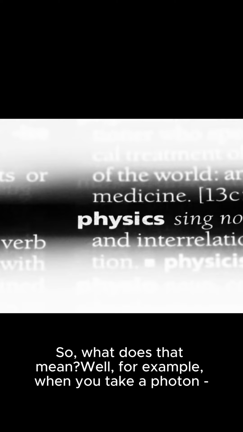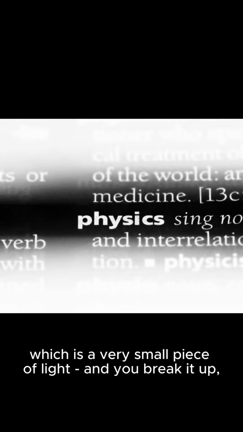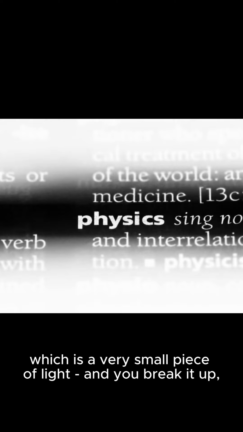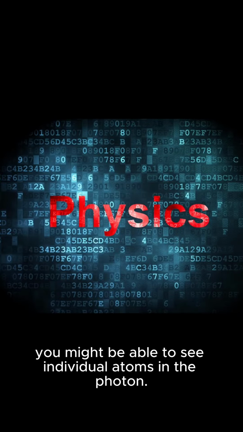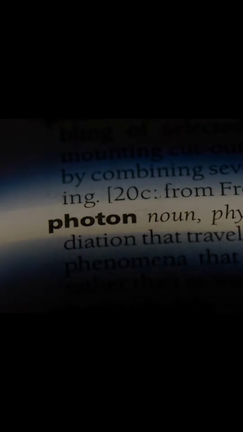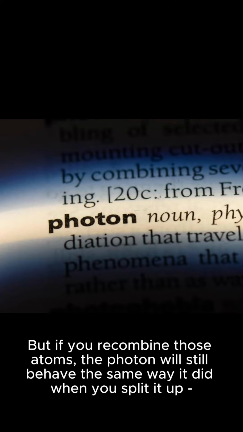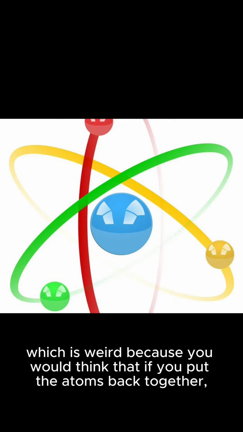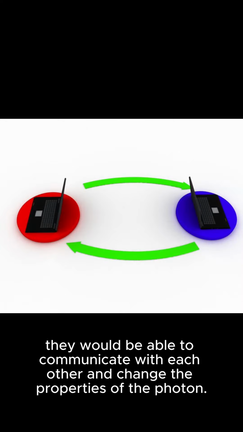Well, for example, when you take a photon, which is a very small piece of light, and you break it up, you might be able to see individual atoms in the photon. But if you recombine those atoms, the photon will still behave the same way it did when you split it up, which is weird because you would think that if you put the atoms back together, they would be able to communicate with each other and change the properties of the photon.